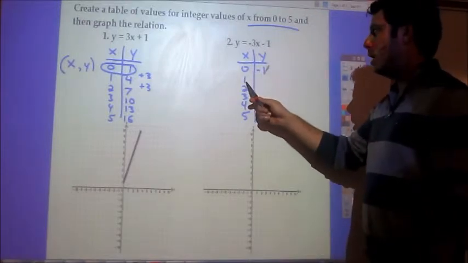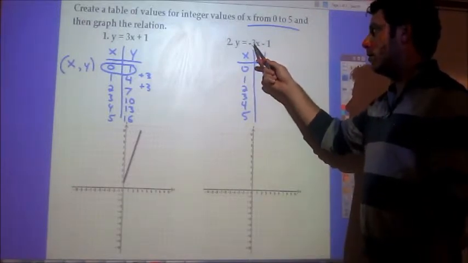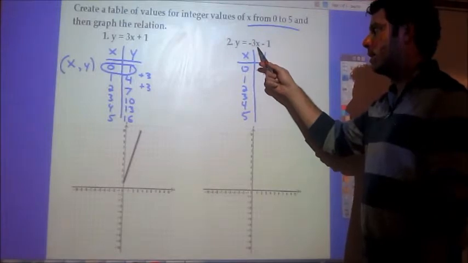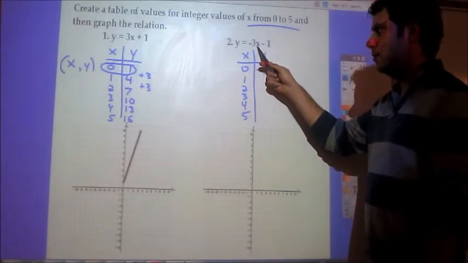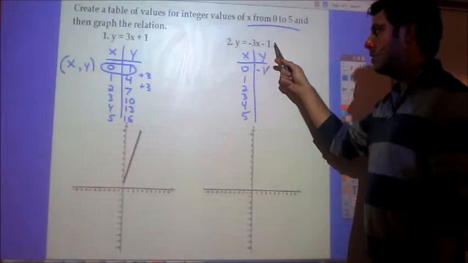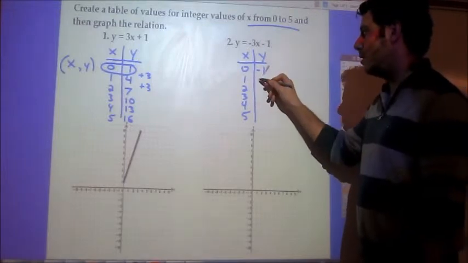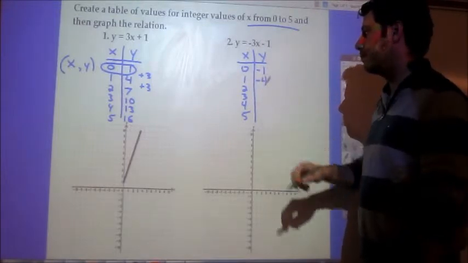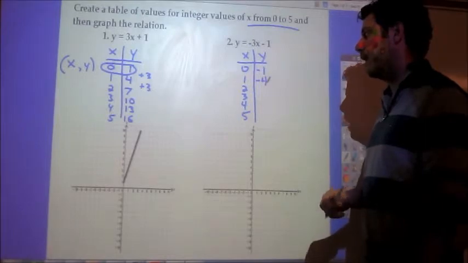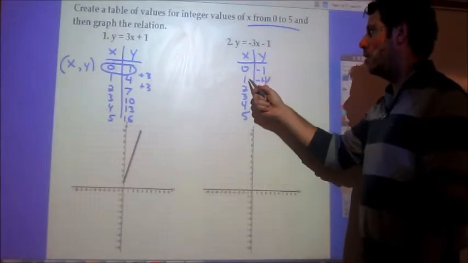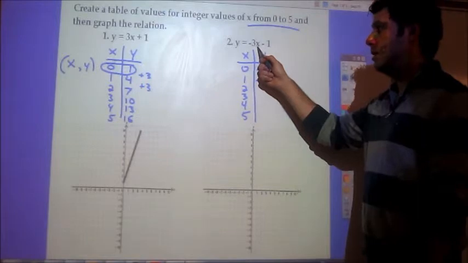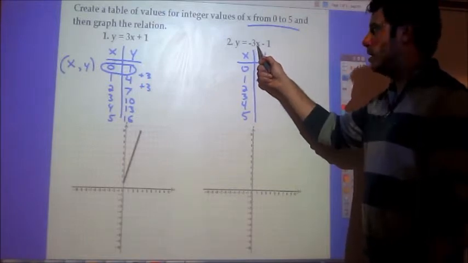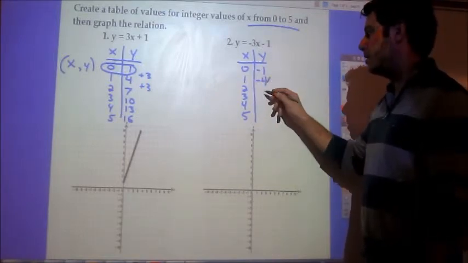When x is 1, let's substitute 1 in here. Negative 3 times 1 would be negative 3. And negative 3 minus 1 would be negative 4. Okay, how about when x is equal to 2? Well, negative 3 times 2 is negative 6. Negative 6 minus 1 is negative 7.